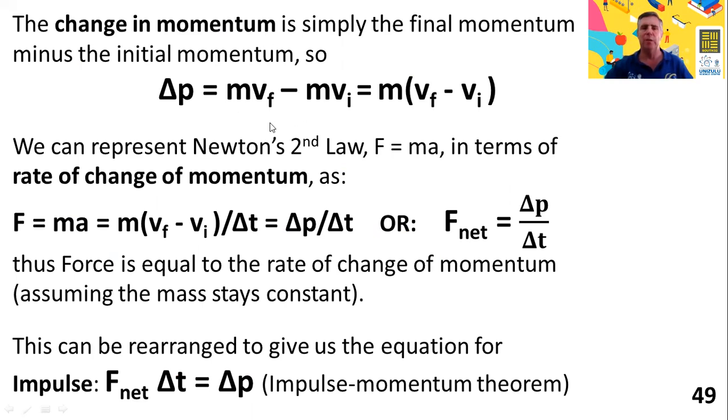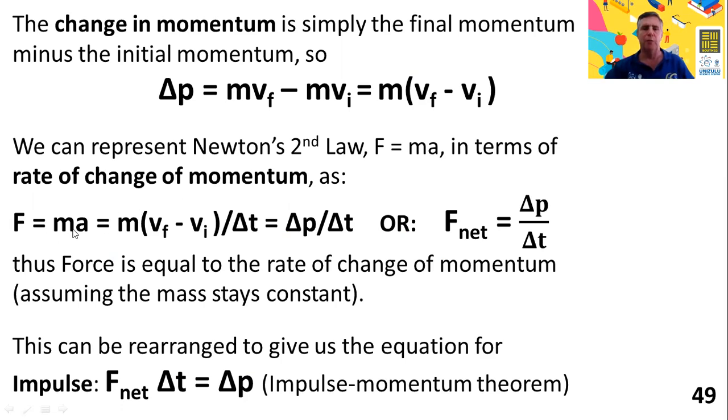The mass stays the same. So delta P, the change in momentum, is mv final minus mv initial. Or taking out m as a common factor, it's the mass times delta v, the change in velocity. Now, this allows us to represent Newton's second law, which you'll remember is force equals mass times acceleration, in terms of the rate of change of momentum.